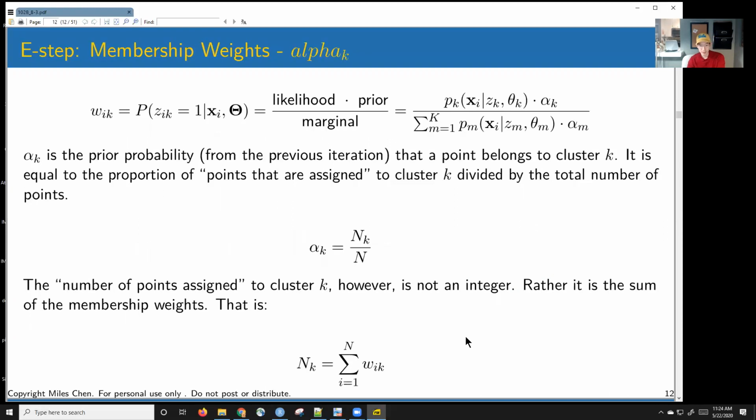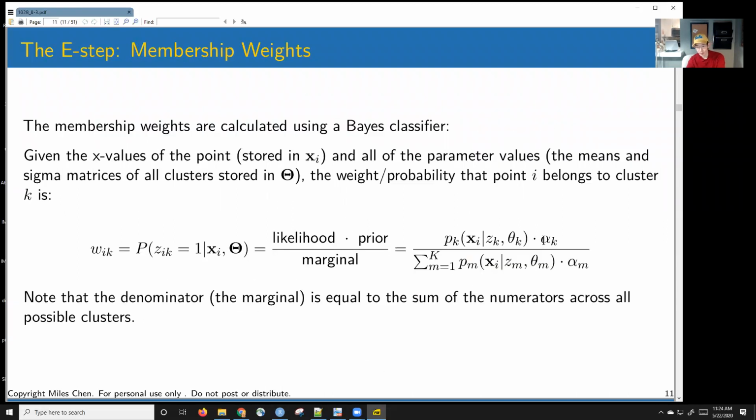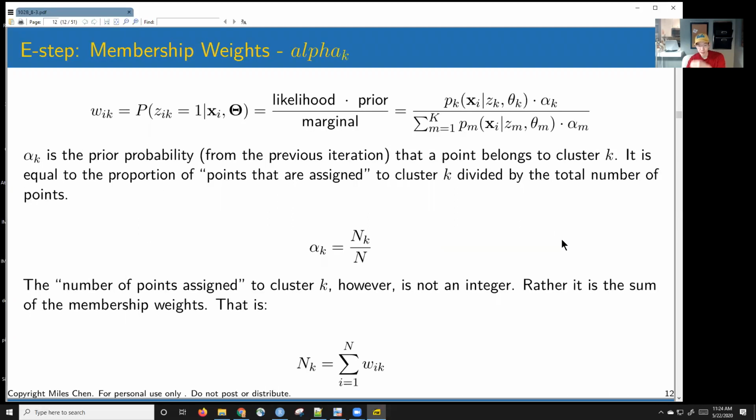So let me delve into this a little bit. We'll talk about the alpha part first. Alpha k is our prior probability that a point belongs to cluster k. It comes from the previous iteration, or your initial values. You can think of this as the proportion of points assigned to cluster k, so it's the number of points assigned to cluster k divided by the total number of points.